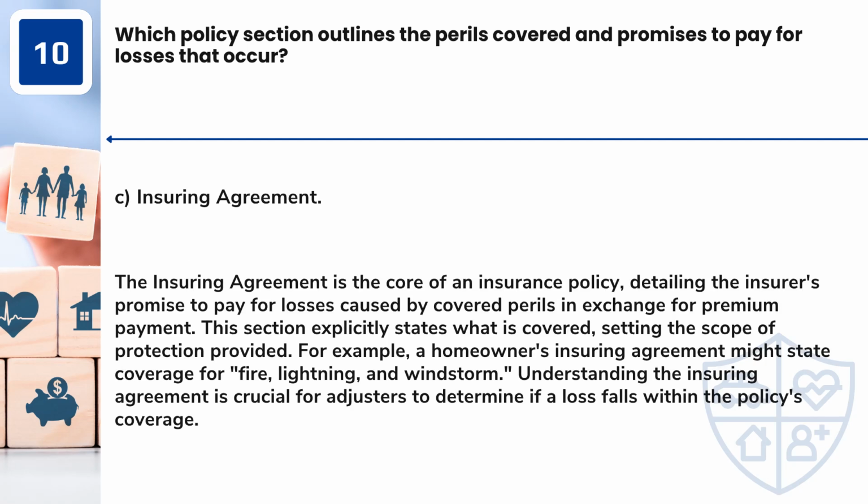Answer: C. Insuring agreement. Explanation: The insuring agreement is the core of an insurance policy, detailing the insurer's promise to pay for losses caused by covered perils in exchange for premium payment. This section explicitly states what is covered, setting the scope of protection provided. For example, a homeowner's insuring agreement might state coverage for fire, lightning, and windstorm. Understanding the insuring agreement is crucial for adjusters to determine if a loss falls within the policy's coverage.